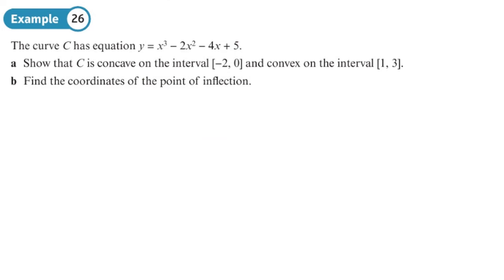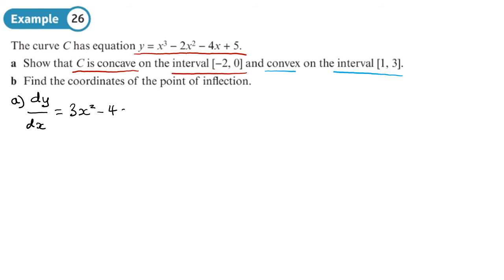The curve C has the equation y equals x cubed minus 2x squared minus 4x plus 5. Show that C is concave on this interval between those values, and convex in this interval. Okay. So the first thing we need to do is to differentiate twice, because that's going to help us work out when this curve is convex and concave. So if you differentiate once, we'll get 3x squared minus 4x minus 4. If we differentiate a second time, we will get 6x minus 4.